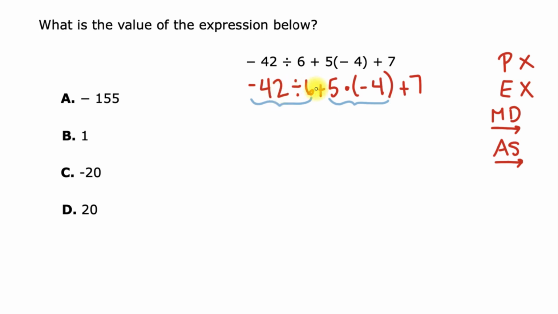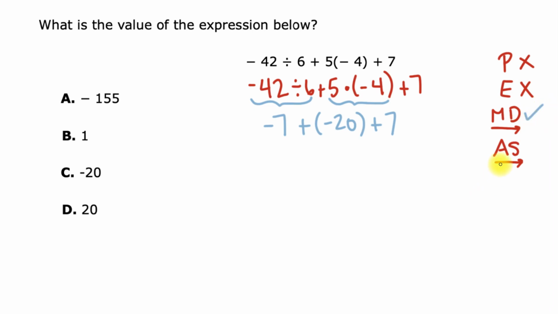Negative 42 divided by positive 6 is negative 7. I'll bring down the plus sign because I haven't used it yet. And 5 times negative 4 is going to be negative 20. And I haven't used the plus or the 7, so I'll bring those down as well. Now let's look at this new expression written in blue. Is there any more multiplication or division to do? No. Since we did it, we'll check it off.